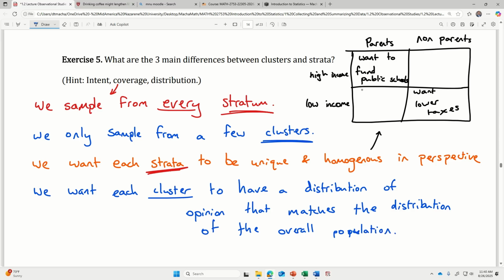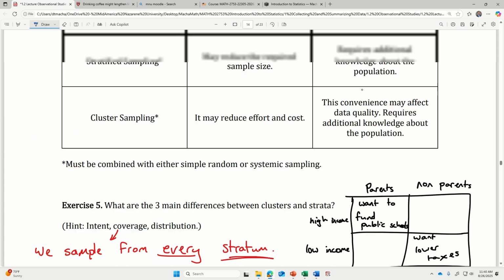So, like I said, I know that cluster sampling and stratified sampling sound similar in a lot of ways because you're partitioning the population, but they're very different. Question: what's the difference between them and the intent of each one? Let me scroll up to answer that question.